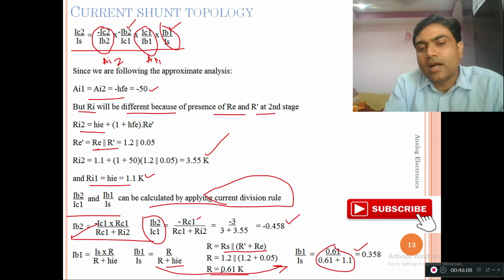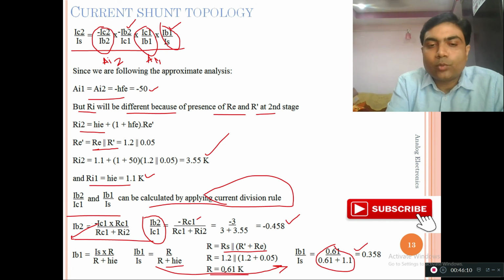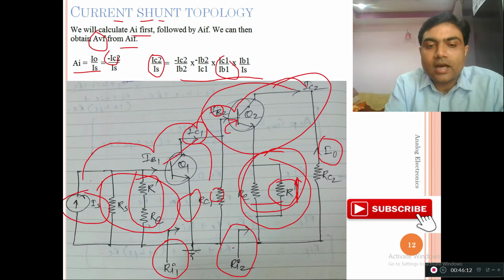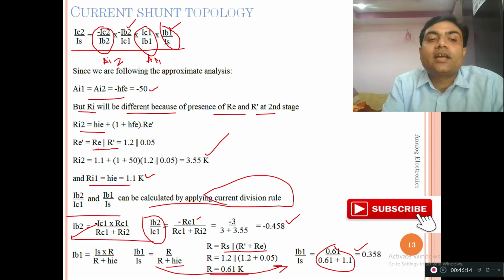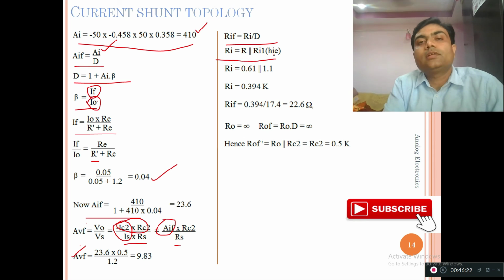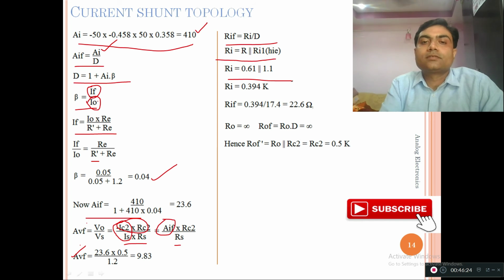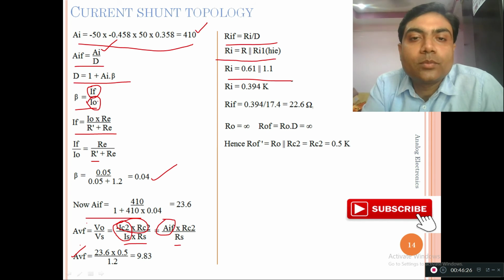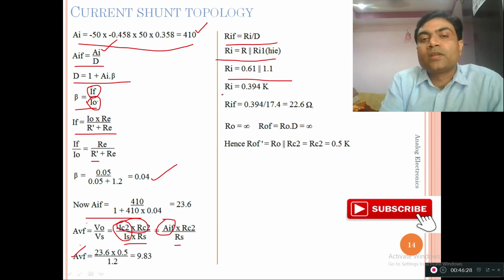This is R. R is nothing but 0.61, and 0.61 is in parallel with RI1. RI1 is nothing but HIE. So RI is nothing but the parallel combination of R with RI1. So it is 0.61 in parallel with 1.1, which comes out to be RI equals 0.394 kilo ohms.